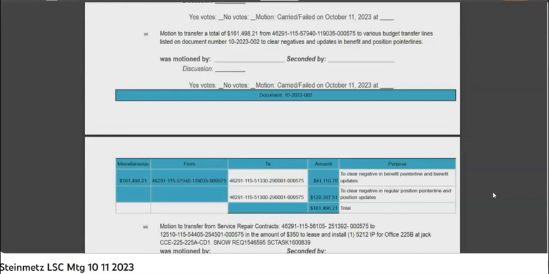Any more questions? No? Roll call for vote.